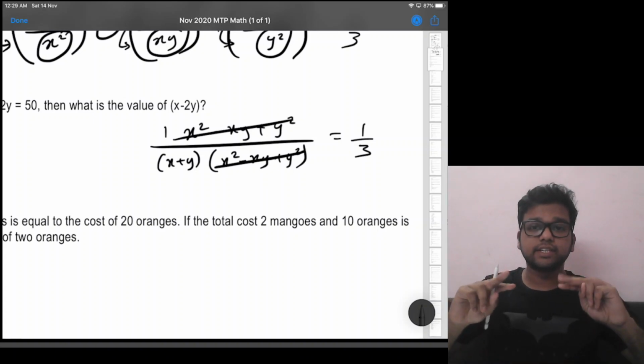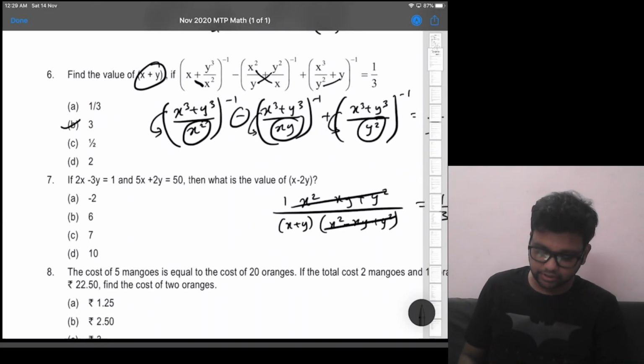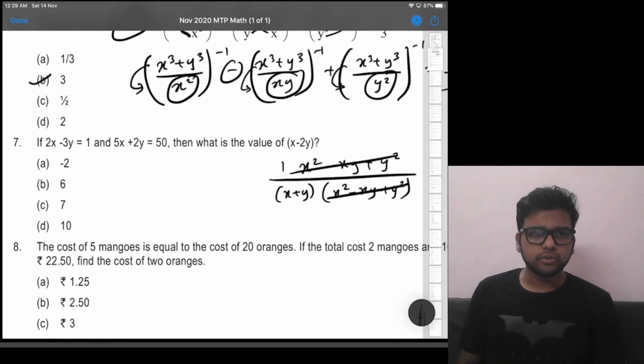So let's take reciprocal of both sides. x plus y is equal to 3. So 3 is the correct answer, option B. Got it? Let's go to 7th then.